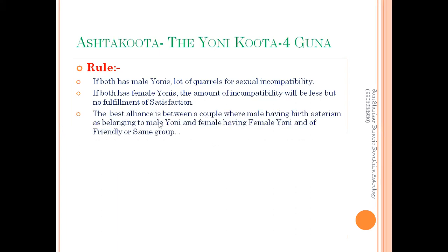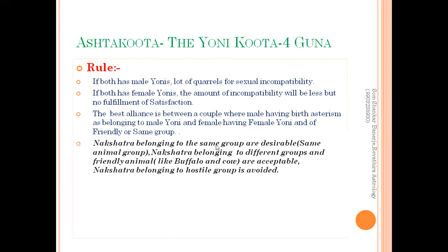The best alliances between a couple are where the male has a birth nakshatra belonging to the male yoni and the female has a female nakshatra with the female yoni, and the animal category also has to be the same. Nakshatras belonging to the same group are desirable, same animal group, because they will have the same appetite. Nakshatras belonging to different groups but friendly animals, like buffalo and cow, are also acceptable. But nakshatras belonging to the hostile group are not acceptable.